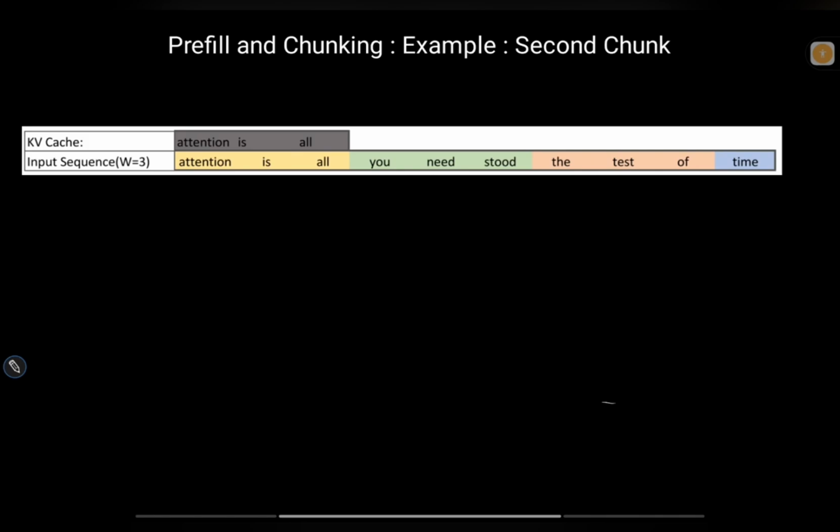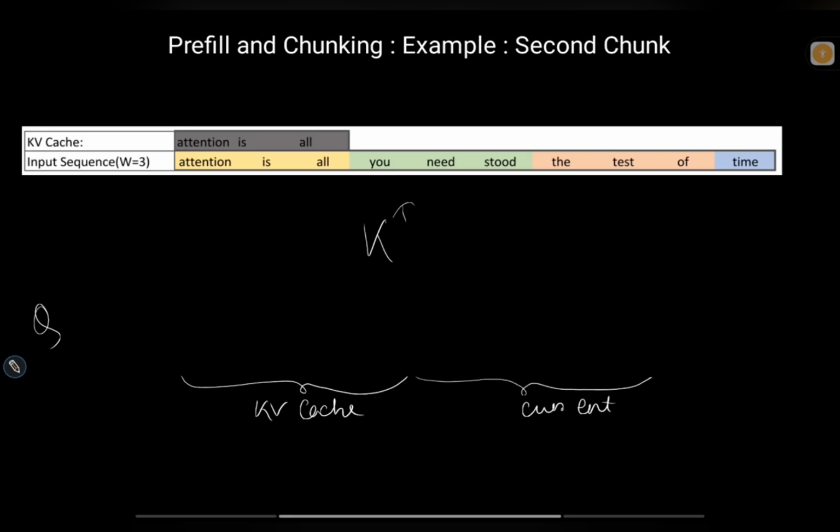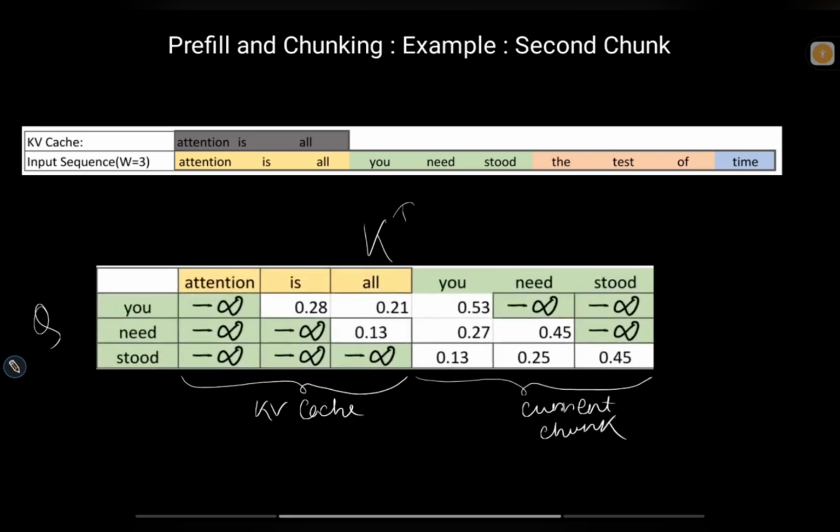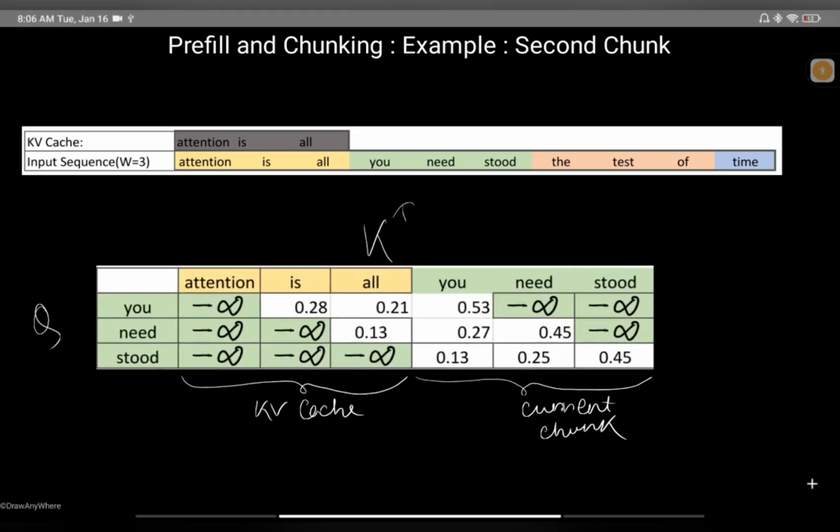What we could have done is use "you need stood" in the query and the key matrices, but we will not do that in the case of prefill and chunking. What we will do is bring certain contents from the KV cache, and also use the current chunk. The current chunk is "you need stood". If I just take the pen, this is the current chunk, and this is what is present in the KV cache. So this will come here.